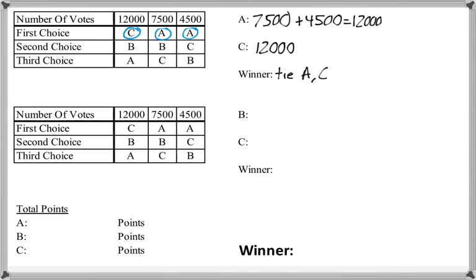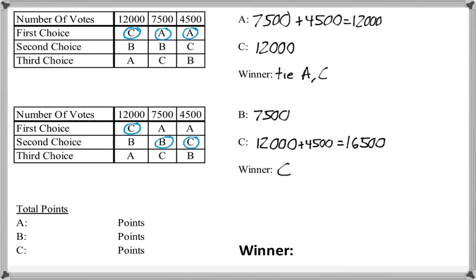Lastly, we have B versus C. So the first 12,000 prefer C over B. The second 7,500 prefer B over C. And the last 4,500 prefer C over B. So C is the winner of this matchup because C has more votes than B.